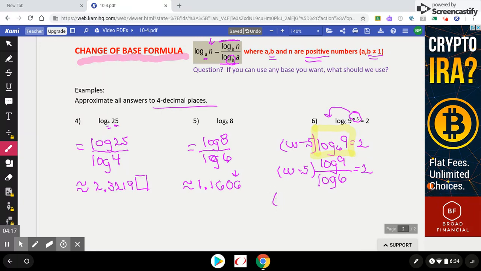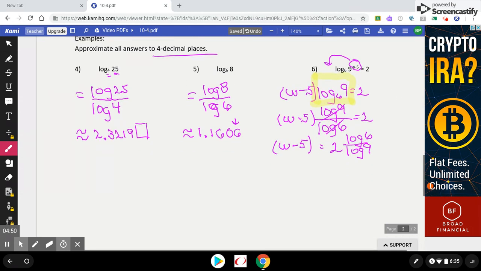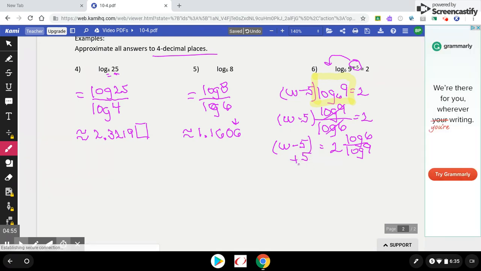Do we remember what a reciprocal is? A reciprocal is multiplying by the reverse of the fraction, or flipping it. That'll get rid of this. The log 9 on the bottom gets rid of the log 9 on the top, and the log 6 on the top gets rid of the log 6 on the bottom. I'm almost home here. I don't really need the parentheses. Any way you look at it, you want to get the minus 5 to the other side. I've got to add 5.